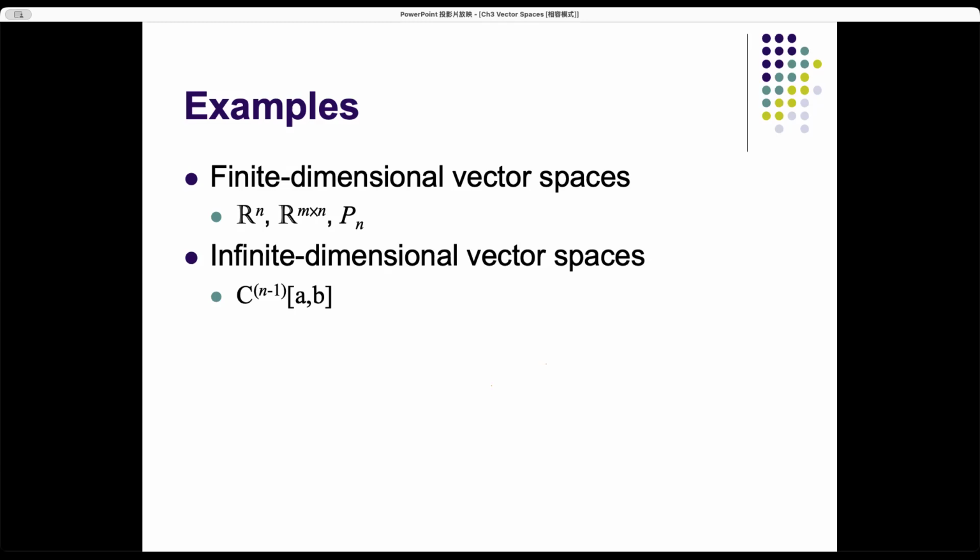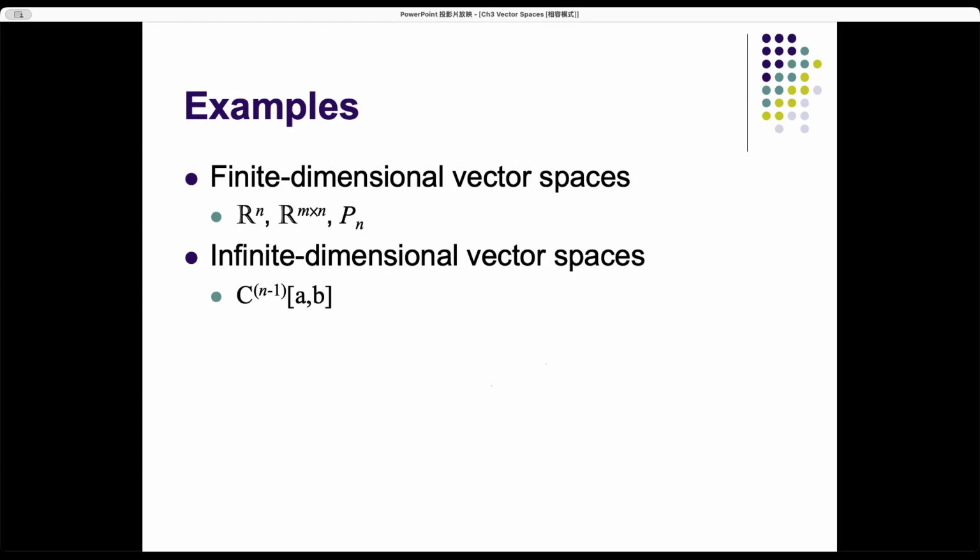For Pn, obviously 1, x, x squared, x cubed, x to the power of 4, and so on up to x to the power of n, these n plus 1 elements are not only linearly independent, but also span any element in Pn. So in other words, this set forms a basis for Pn, and you can say Pn has dimension n plus 1.